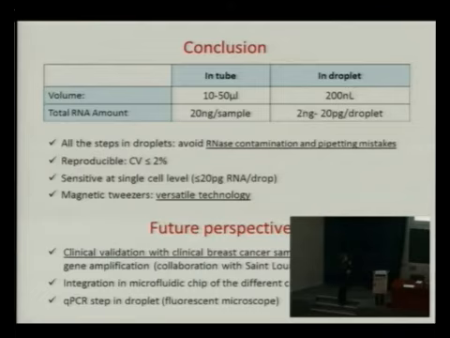And then finally, as a future perspective, some clinical validation is now ongoing with breast cancer samples to detect ATR gene amplification. And from the technological point of view, we would like to integrate all the different parts that I showed you in one single microfluidic chip, in order to have something that can work maybe at a higher flow rate than what we are working at now. And then finally, we would like to integrate even the qPCR step in the droplet.